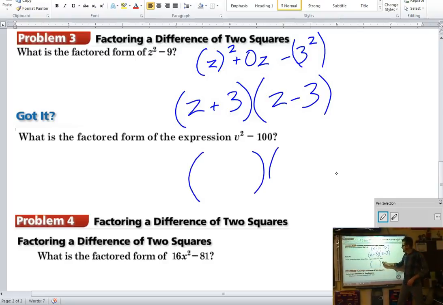Once you derive what's the square root, so for here, Brian, if this is your favorite topic, what binomials do we end up using? Square root of 100. Okay, 10. So my binomials become v plus 10, v minus 10.